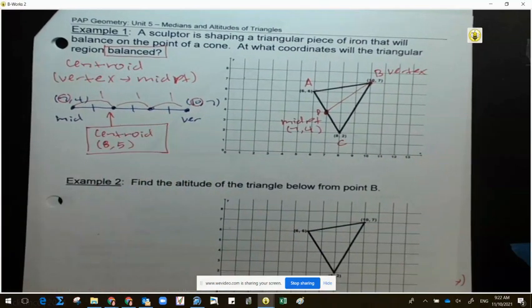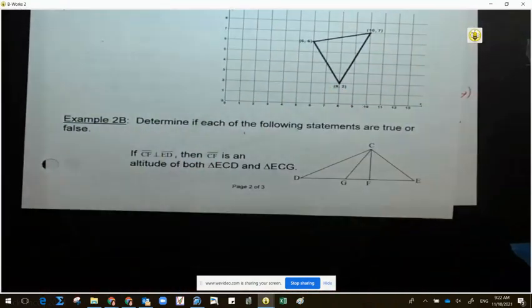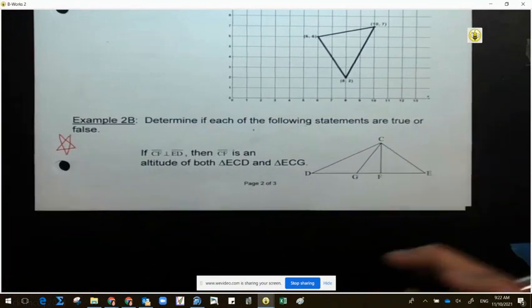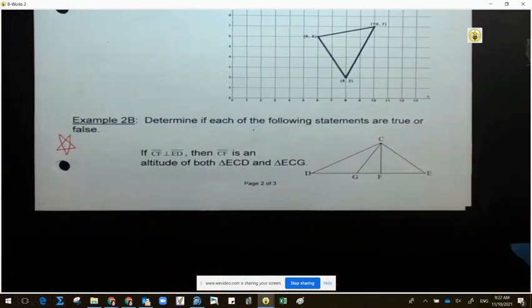Okay? All right, let's go on to example number 2B and make sure you know this topic very well. So, Bobby, let's read the instruction.